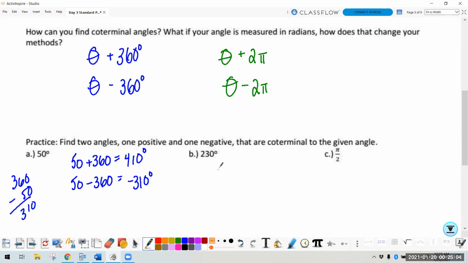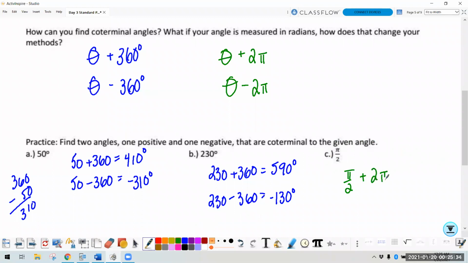So then for 230, let me color code it with my degrees here. All right, so we got 230 plus 360, 230 minus 360. Okay, so now with radians, we have pi over 2. I'm going to add 2 pi, which is a full rotation. I'm going to subtract 2 pi.